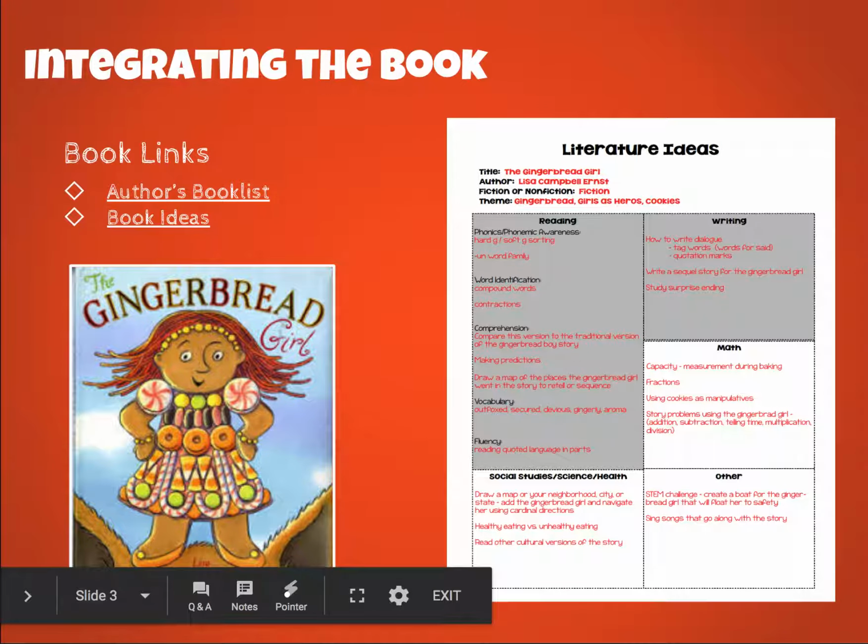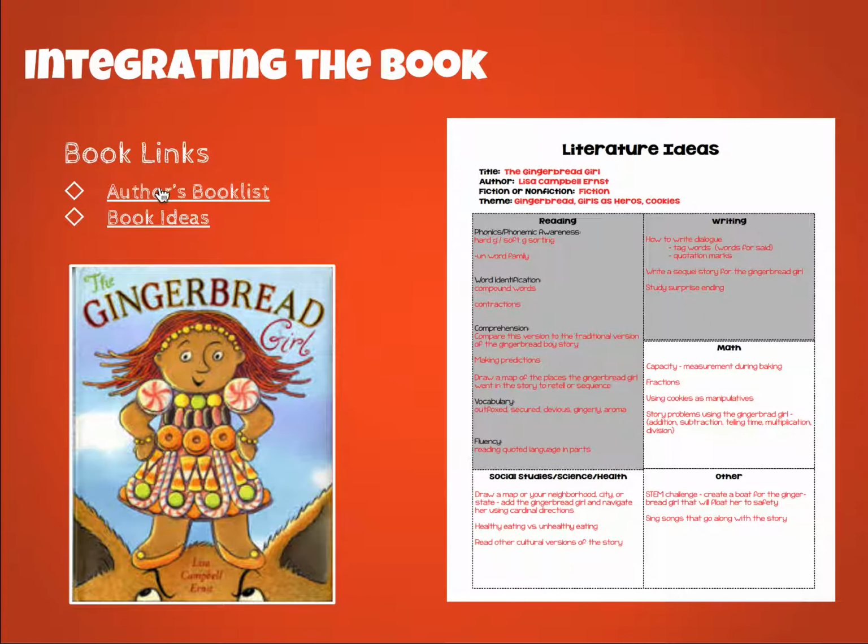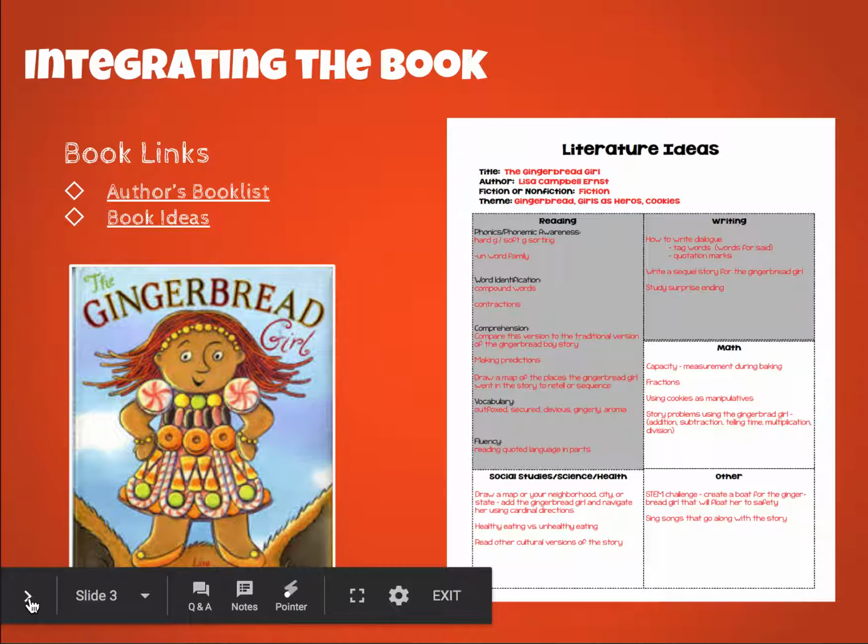If you need any help with your activity, we have the author's book list, just a link to her website and looking at activities that are related to the book, and also another Pinterest board with great activities. So you can browse through those when you brainstorm on your own. Always you can see my ideas, but try to get yours first and then check mine.